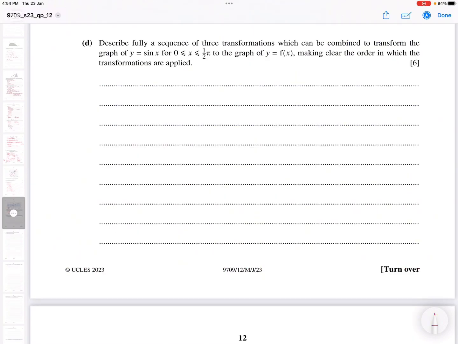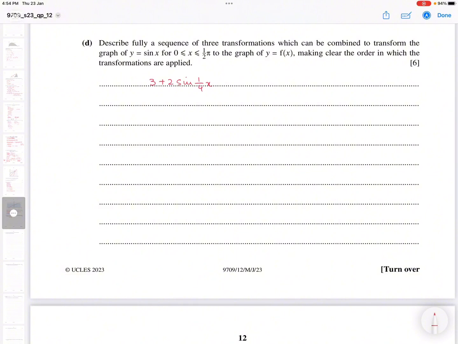In part D, the question says describe fully a sequence of 3 transformations which can be combined to transform the graph of y equals sin of x for x less than or equal to half pi and greater than or equal to 0 to the graph of y is equal to f of x, making clear the order in which the transformations are applied. So for this part, let me write the question first. It's 3 plus 2 sine of 1 over 4x.